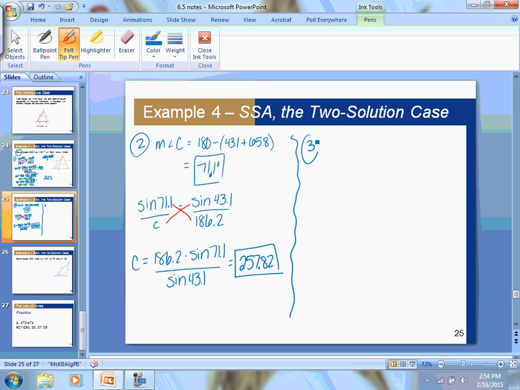My other option then would be if the measure for angle B is 114.2. So then I would have to find the measure of angle C, but I would take 180 minus whatever the 43.1 plus 114.2 is. And we added that up before. We got that to be 157.3. So 180 minus the 157.3, that's going to be 22.7 degrees. So that's my other option for my second triangle. That would be the measurement of angle C in my second triangle.